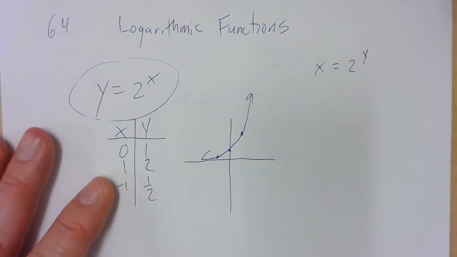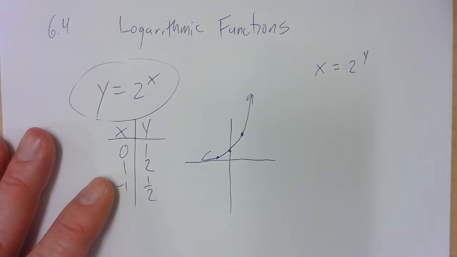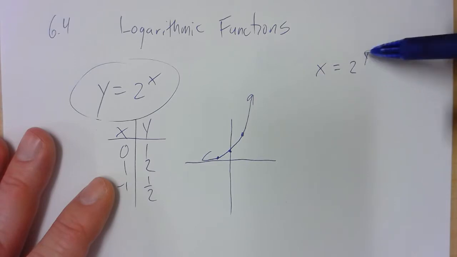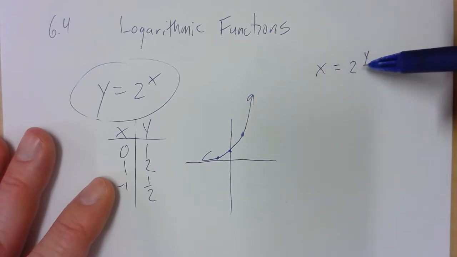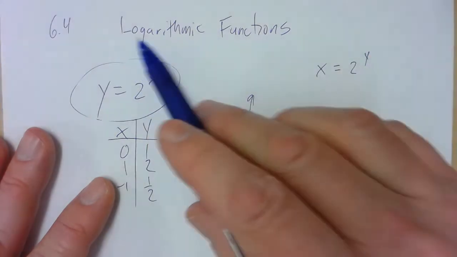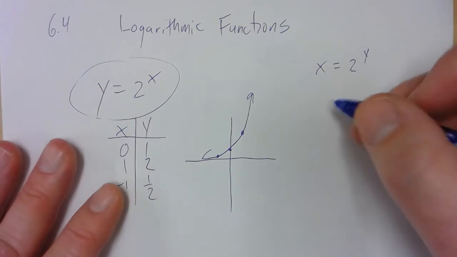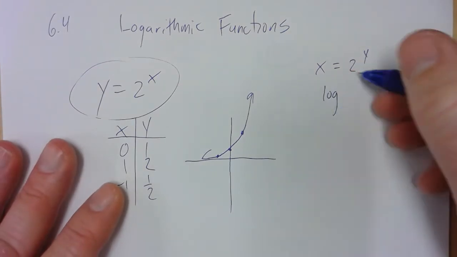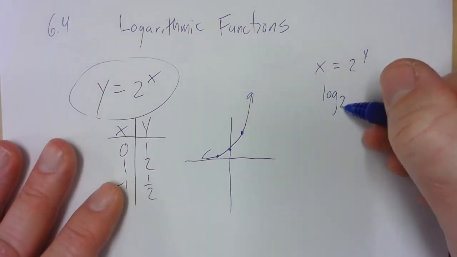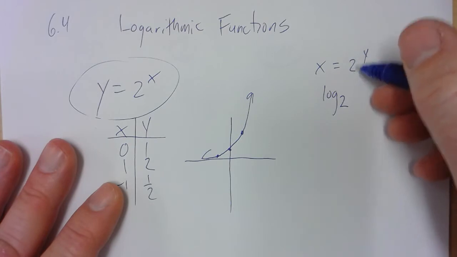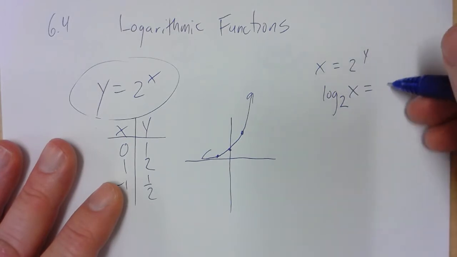Okay, I switched x and y. Well, crap, how do I solve for y? How do I get y by itself? So mathematicians invented a way to get y by itself. And that is the relationship between these three things here, and the logarithm is how we relate these three things. So we do log base 2, that's the base, of x is equal to the exponent y.